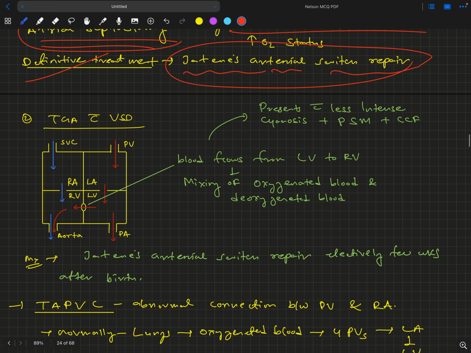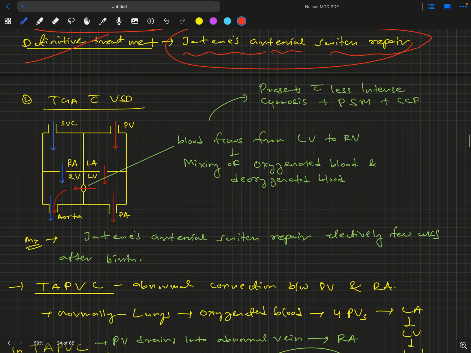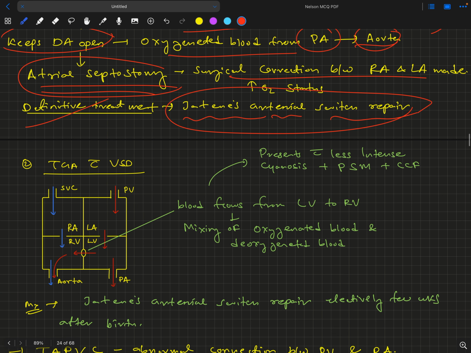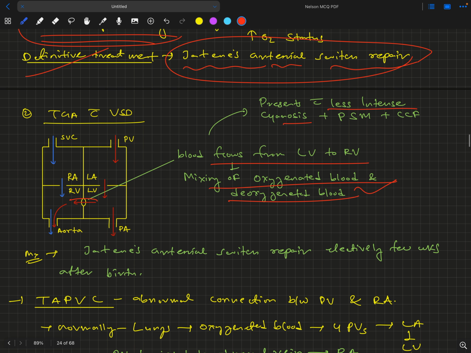Now let's discuss another condition, that is TGA with intact ventricular septum, without a VSD. In this condition there is only TGA, no VSD. If the TGA is with VSD, then it presents with less intense cyanosis, as blood from the left ventricle goes to the right ventricle, and there will be mixing of oxygenated blood and deoxygenated blood, and that will lead to cyanosis. So that is the management. General management is Jatene's arterial switch repair electively a few weeks after birth.